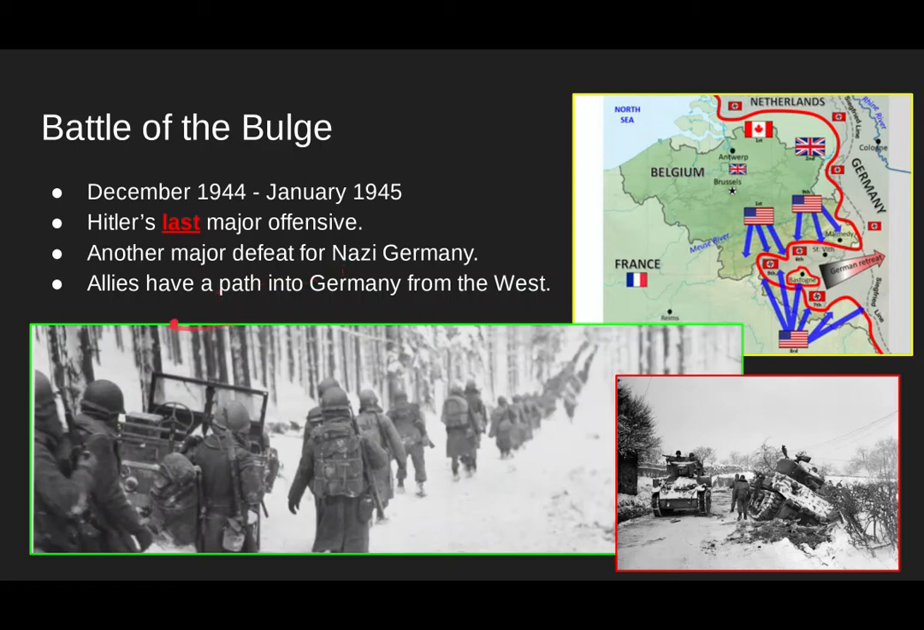because the Allies now have a clear path into Germany from the west. And keep in mind, too, while this is happening, the Soviets, the Russians in the east, are also marching closer and closer to Germany as well.